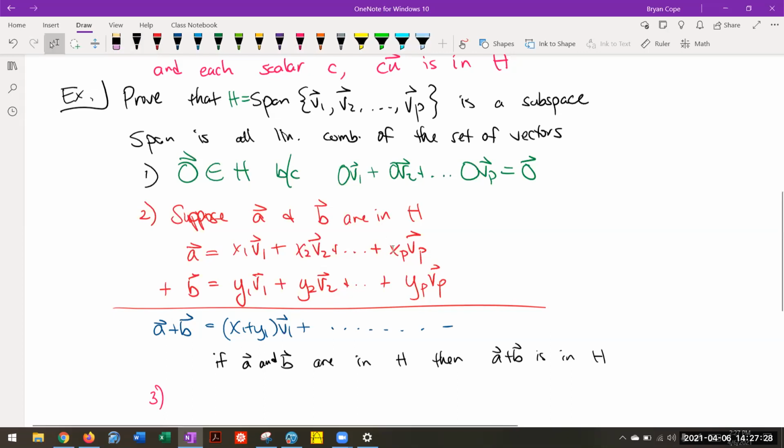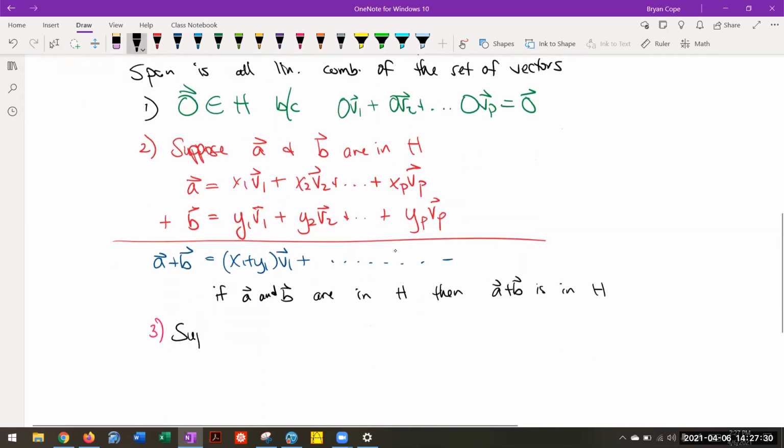Okay, last part then, let's suppose that A is in H. So we know what that means. That means that A can be written as this mess, x1 v1 plus x2 v2 all the way out to xp vp.